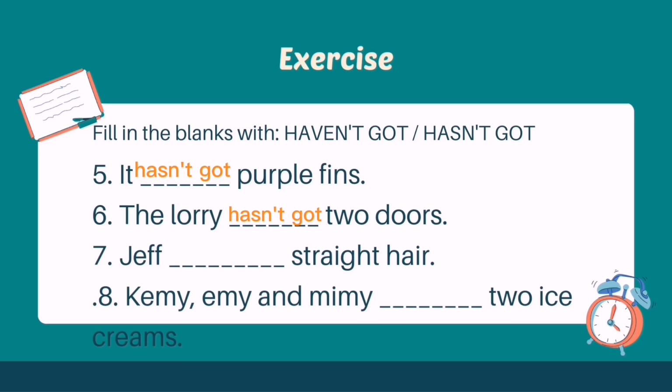So number 7, what is the answer? Jeff? Yes, Jeff hasn't got straight hair. Why? Because Jeff is a singular subject. Lastly, question number 8. Kami, Amy, and Mimi, yes, haven't got 2 ice creams, because Kami, Amy, and Mimi is a plural subject.